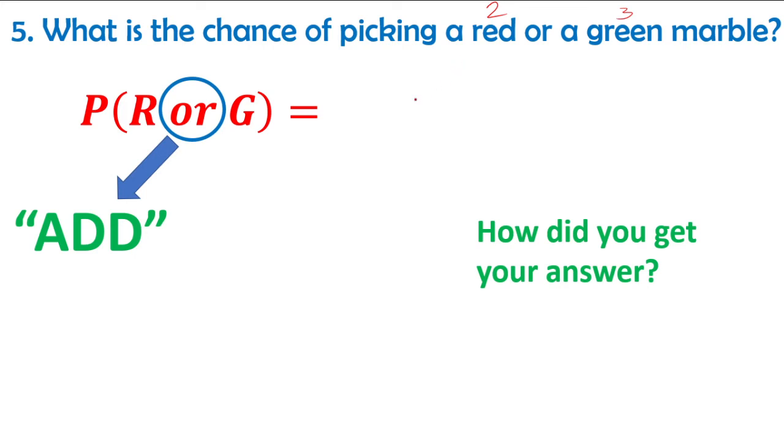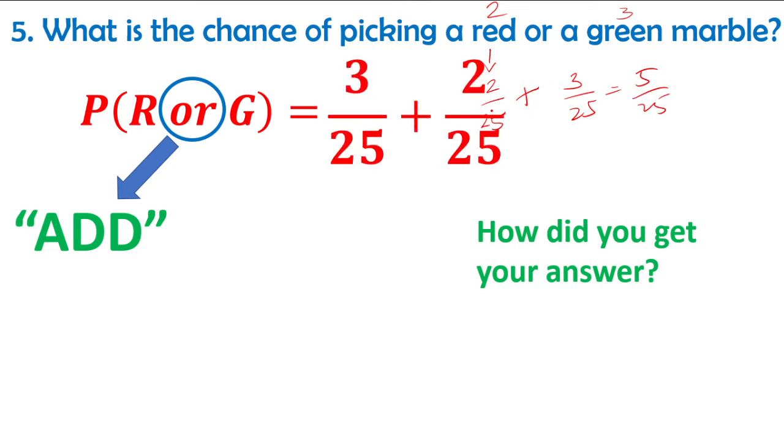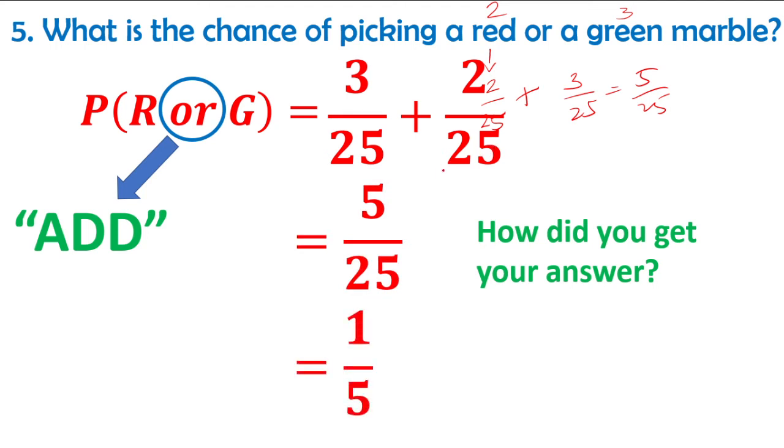Okay? So, ang probability na makakuha ka ng red ay 2 over 25. Tama? I-plus mo yan sa green, 3 over 25. So, equals 5 over 25. Tama? So, the probability of getting a red or a green marble is equal to 5 over 25. Simple terms, we have 1/5.